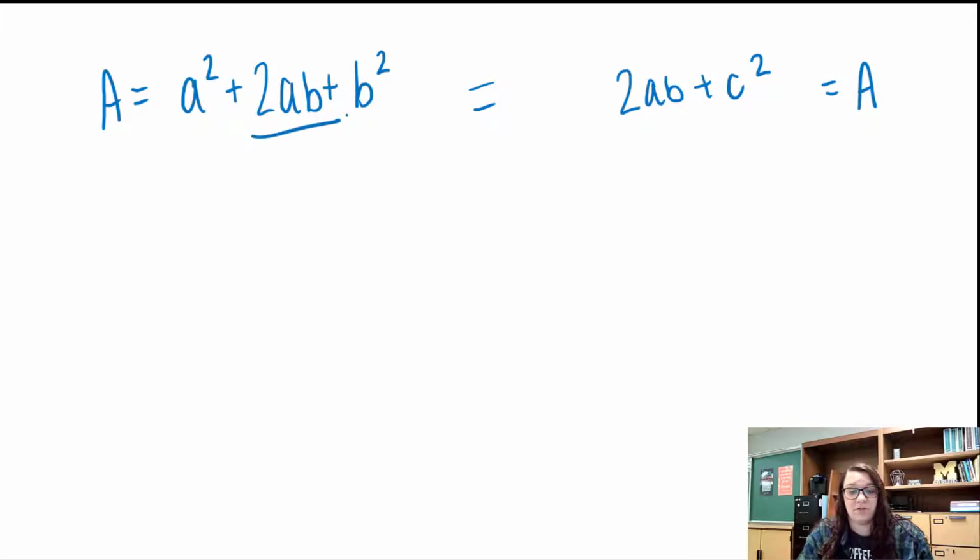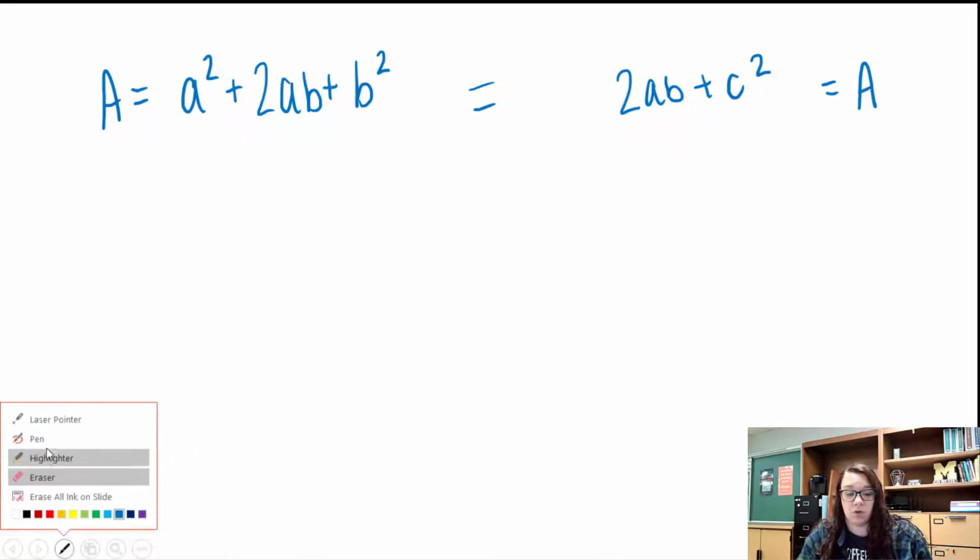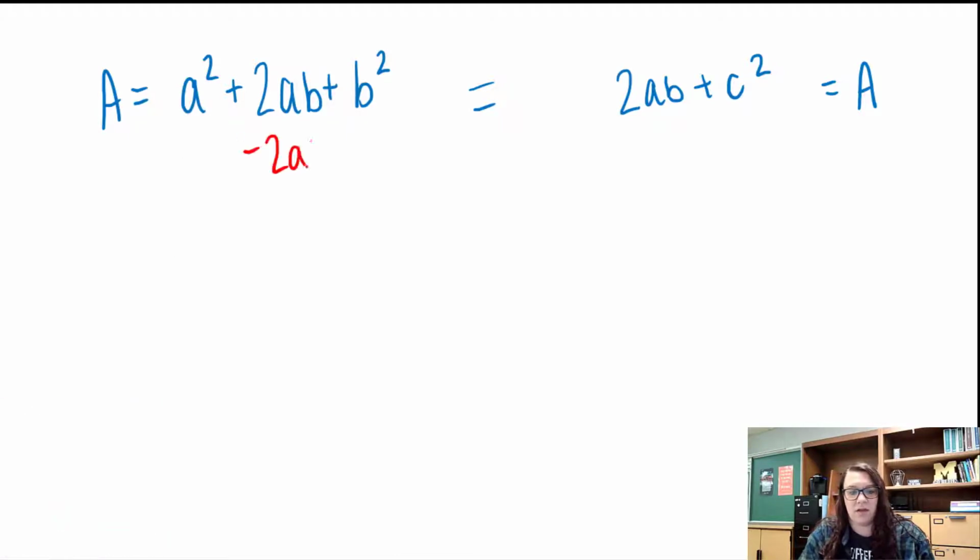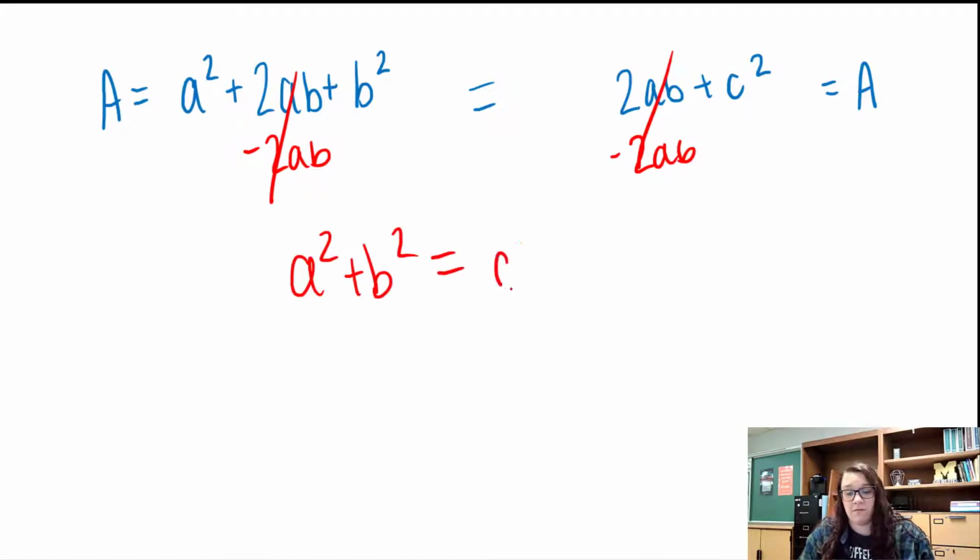Notice this term is in both of them. So what I could do, really, is just get rid of it on both sides. So I'm going to subtract it from both sides, and it'll go away. So if I subtract 2AB from both sides, that's gone. On the left, I'm left with A squared plus B squared. On the right, I'm left with C squared. Now this is the Pythagorean Theorem. Ta-da, you came about it.